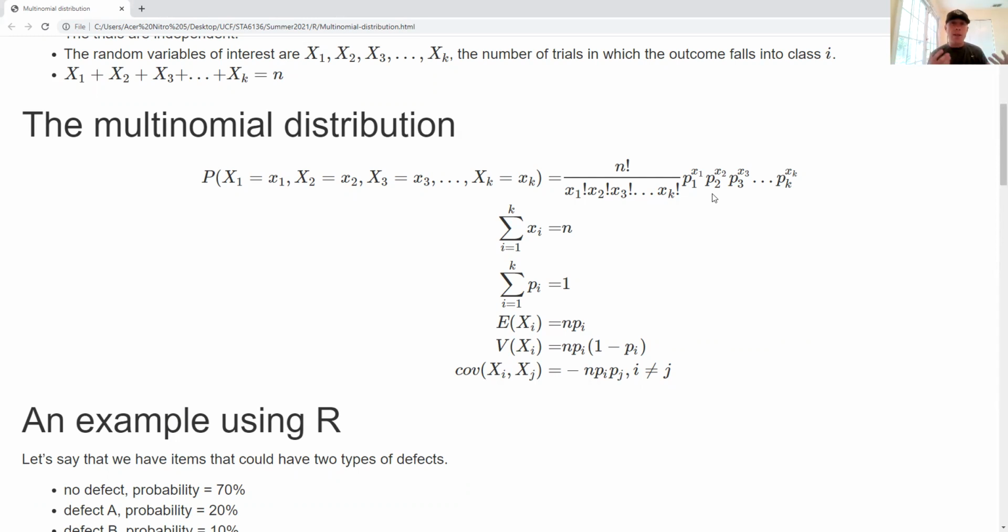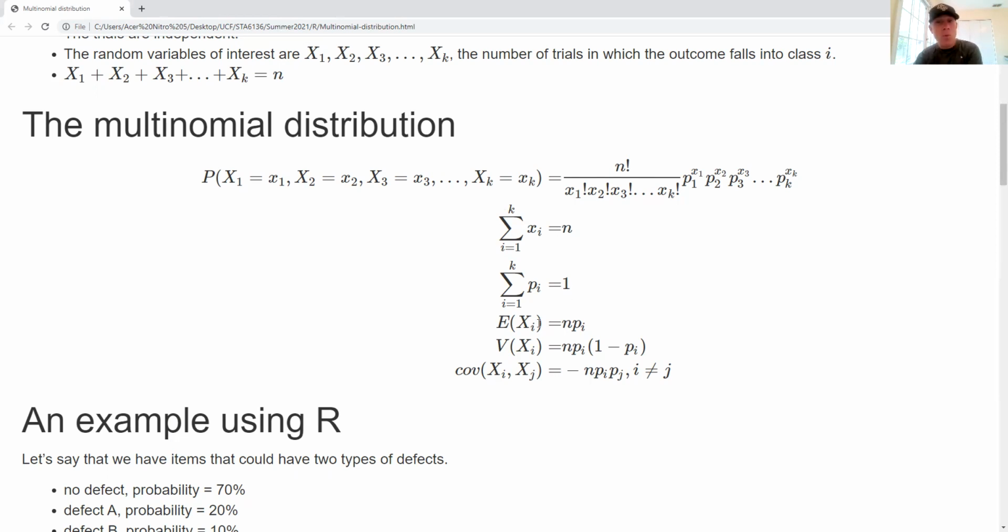So I need to make an adjustment for the number of ways I can get a particular outcome, because we don't care about the order that we see the outcomes. We just care about the number. And so this ugly fraction with a lot of factorials addresses that. I have number of trials factorial, divided by the number of times I see outcome 1 factorial, number of times I see outcome 2 factorial, number of times I see outcome 3 factorial, and so on. Remember, if I add up all of the counts, it adds up to n. If I add up all the probabilities, it's equal to 1.